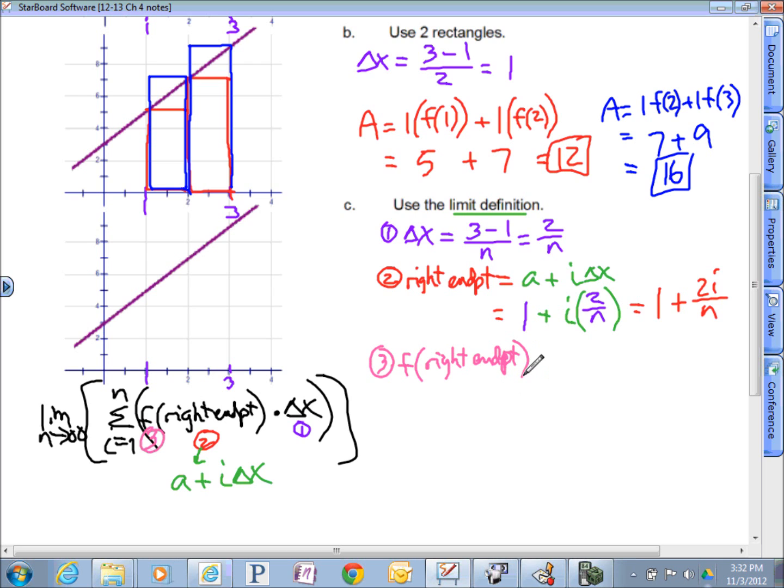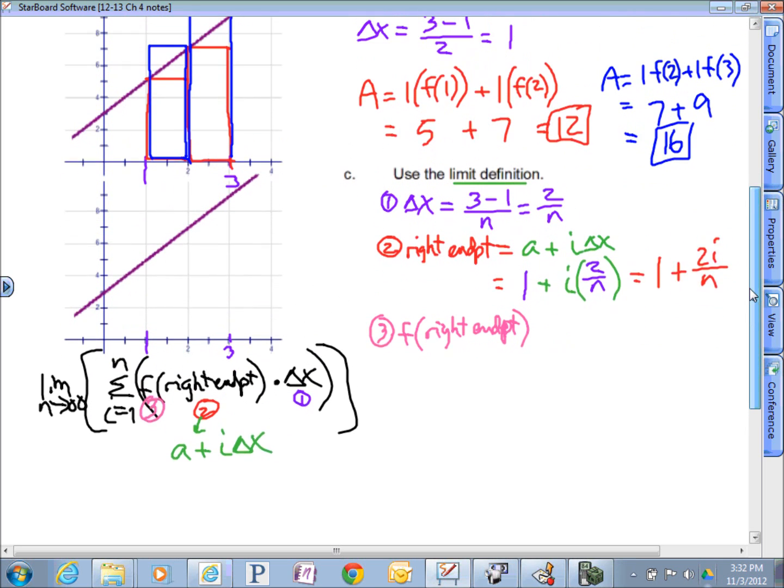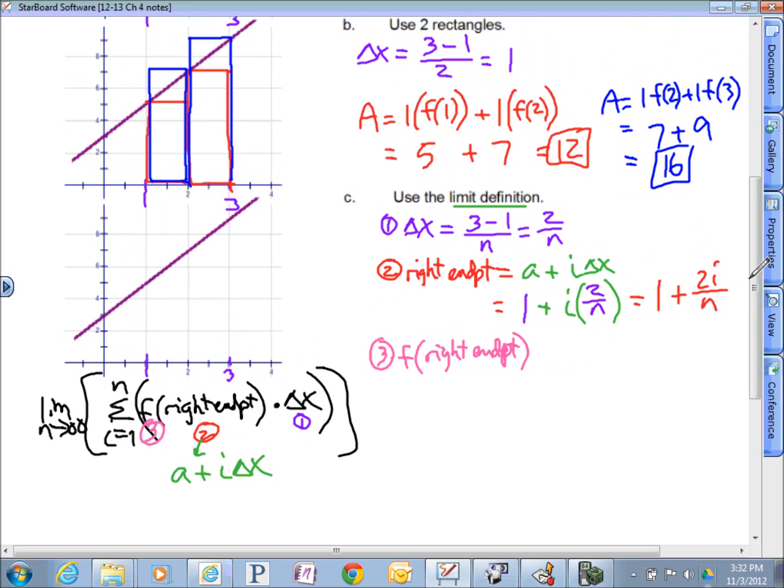F of that right endpoint. Well, let's see. What's our f in this case? F of x was given in this problem to be 2x plus 3. So f of the right endpoint would say everywhere you see an x, plug in the right endpoint. What's the right endpoint? We just found it above. It's 1 plus 2i over n.